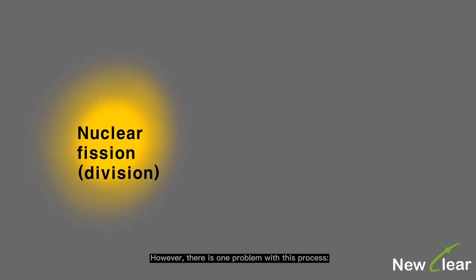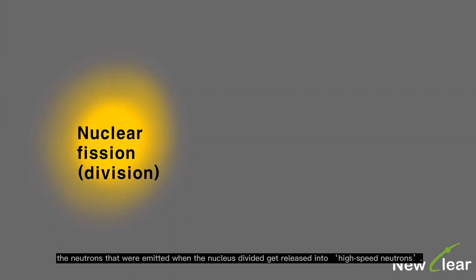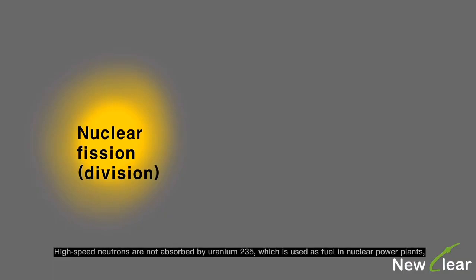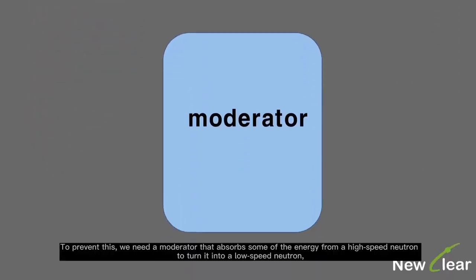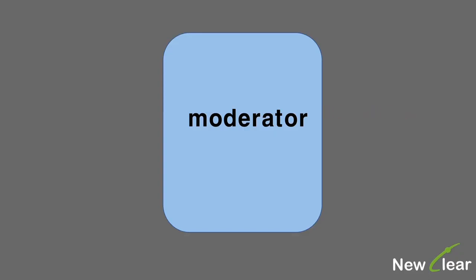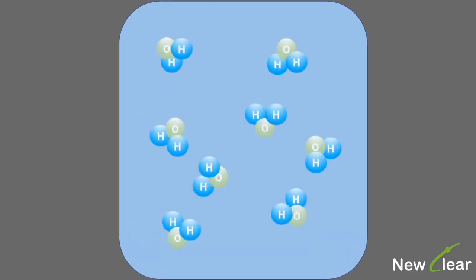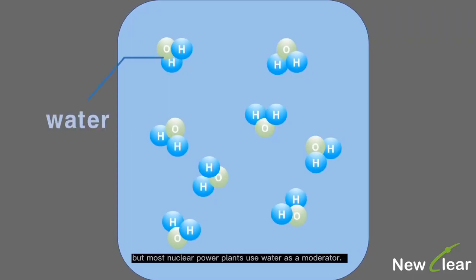However, there is one problem with this process. The neutrons that were emitted when the nucleus divided get released as high-speed neutrons. High-speed neutrons are not absorbed by uranium-235, which is used as a fuel in nuclear power plants, but are absorbed by uranium-238, and this makes the chain reaction impossible to sustain. To prevent this, we need a moderator that absorbs some of the energy from a high-speed neutron to turn it into a low-speed neutron. Most nuclear power plants use water as the moderator.